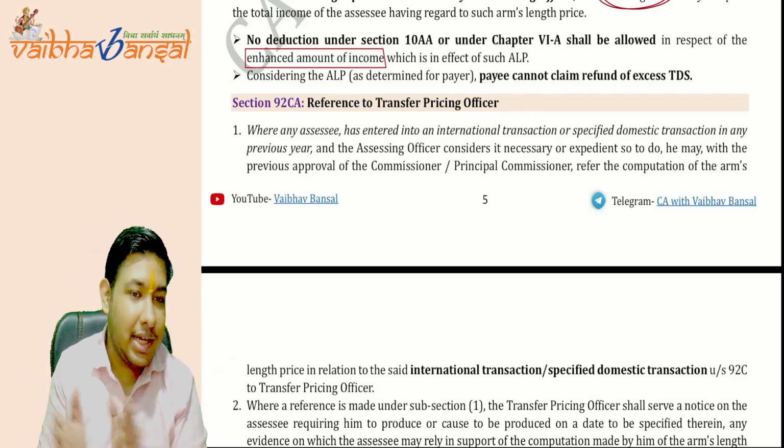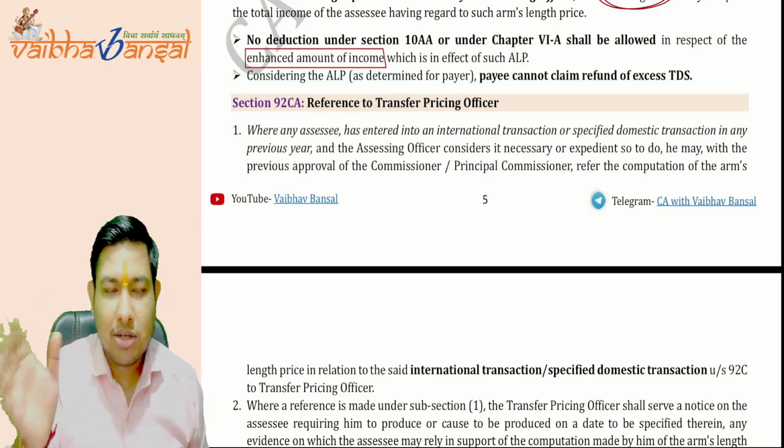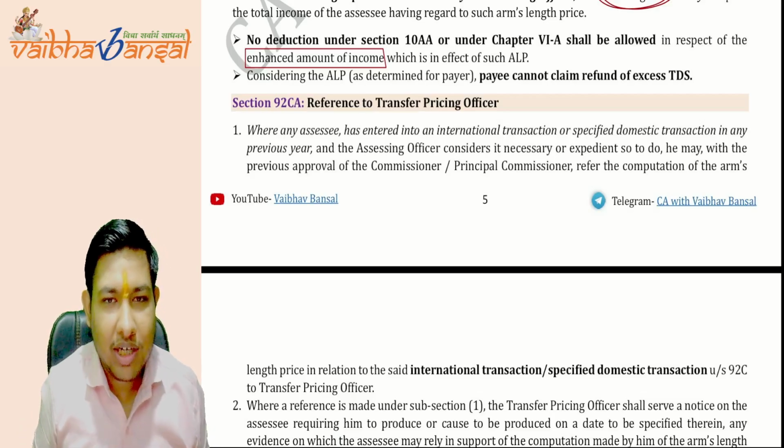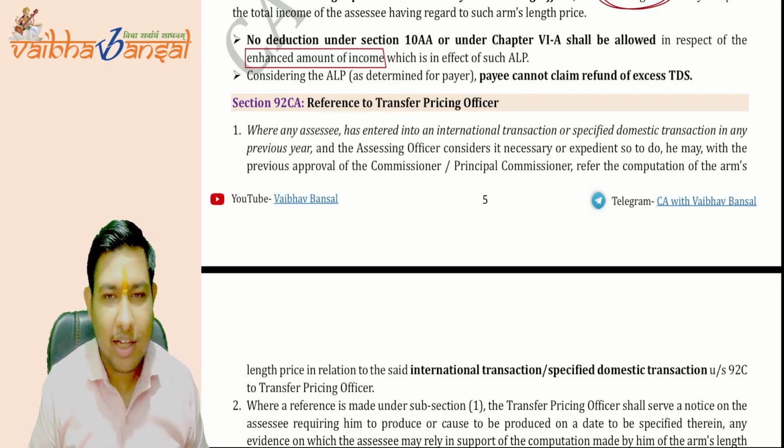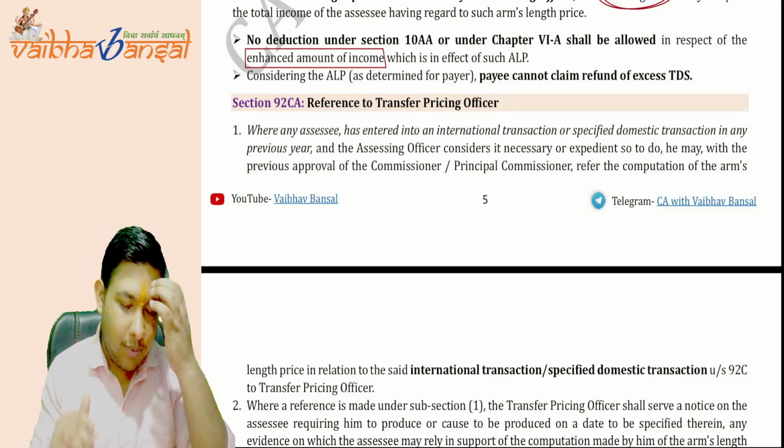It is a practical life example. This is called the TPO, transfer pricing officer. All the transfer pricing proceedings are done under the TPO only in practical life. Okay, so all these things can be done through the TPO.